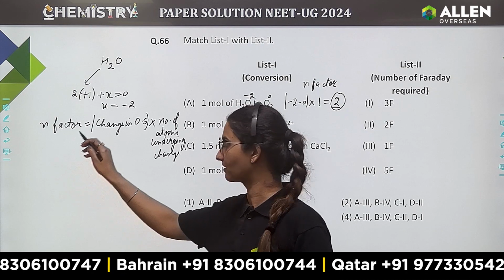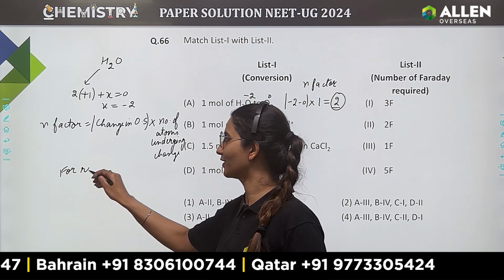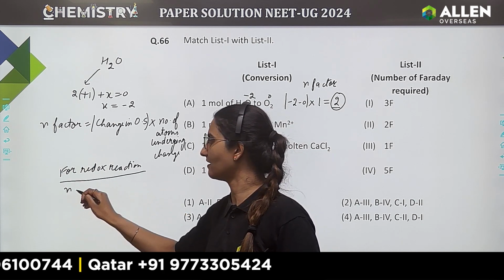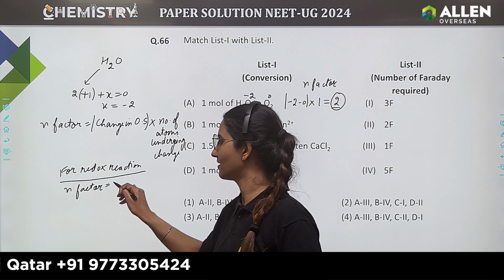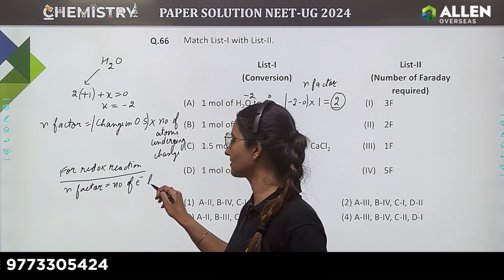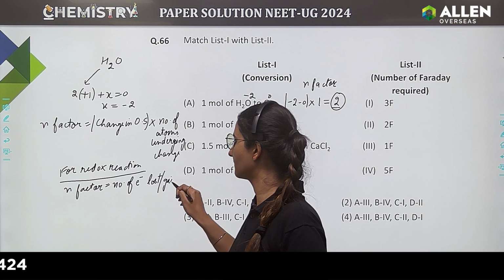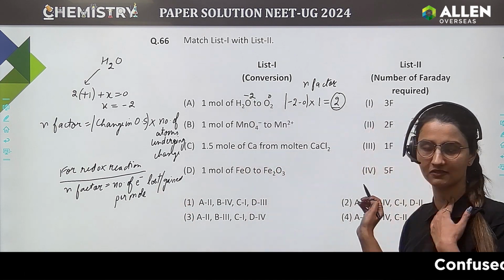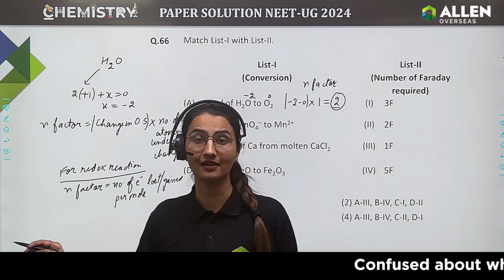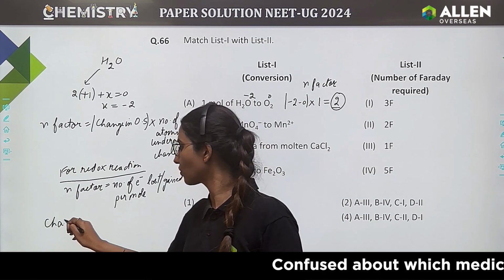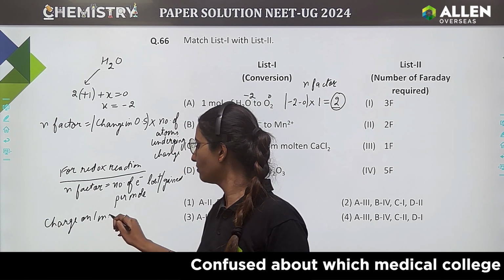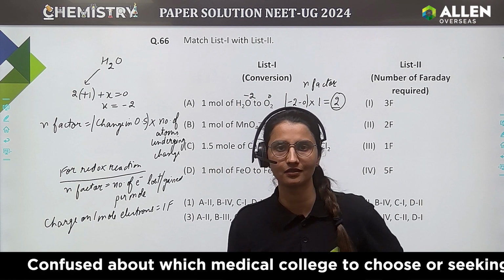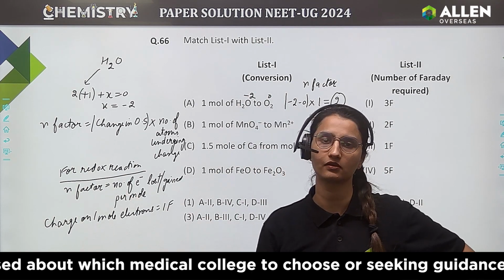For a redox reaction, students, n factor is the number of electrons lost or gained per mole. Correct? And do you know what this F is? Students, F is Faraday. Charge on 1 mole of electrons is 1 Faraday. 2 mole is 2 Faraday, 3 mole is 3 Faraday, and so on, right?